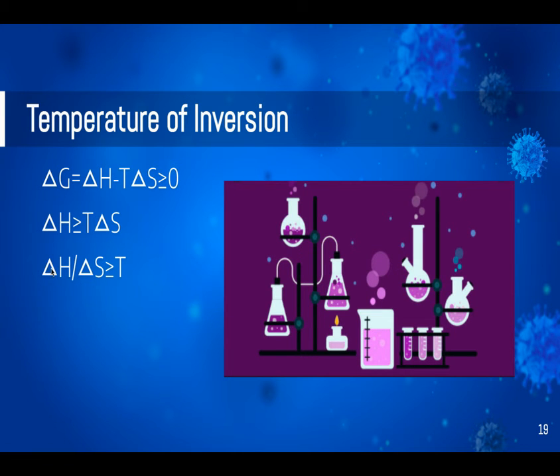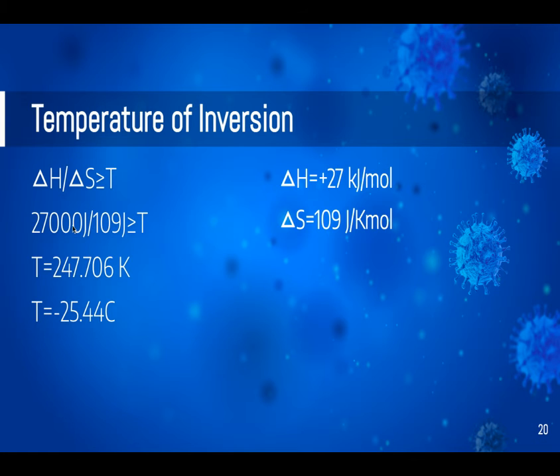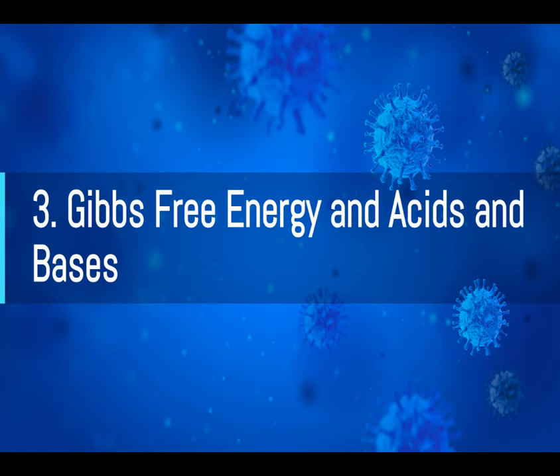So just a little reminder of the temperature of inversion. Keep that formula stuck in your head. And now let's practice it. Here we divided the enthalpy value, however, we converted it to joules to make sure our units line up, and we divided it by our entropy value, and we found that our temperature is equal to 247.7 Kelvin, which when converted into Celsius to make it more casual, was negative 25 degrees, which makes sense.